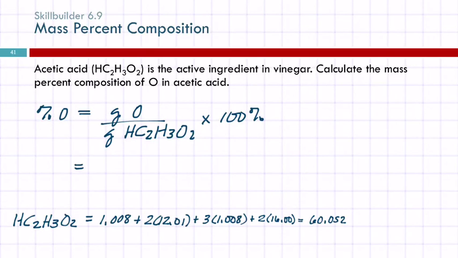60.052 grams is equal to 1 mole of acetic acid. So that's the mass we want in the denominator. That's the mass of the whole compound, 1 mole of the compound, 60.052. I'm letting that 2 come along because I want to avoid rounding errors.